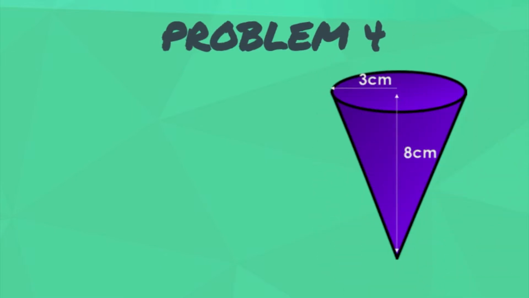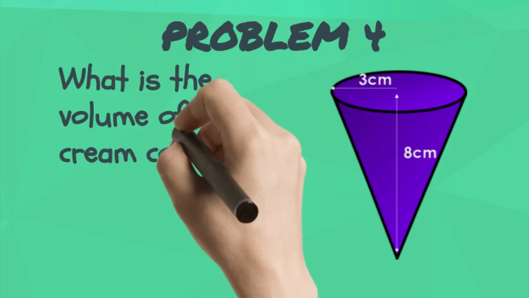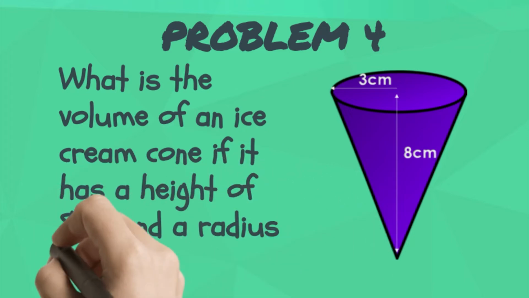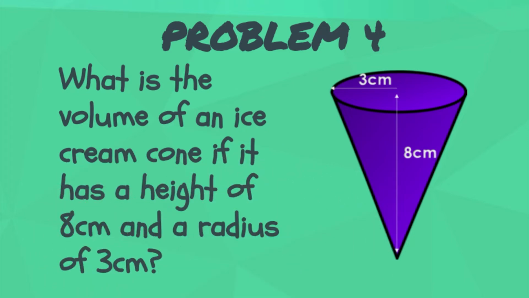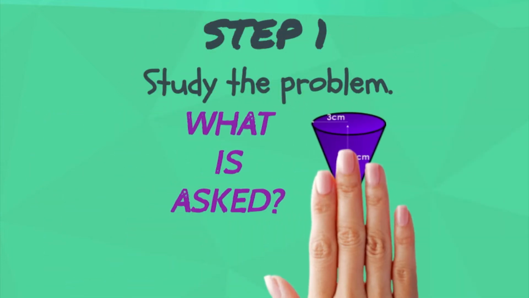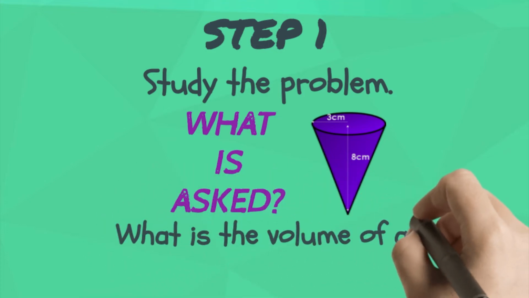Problem number 4. What is the volume of an ice cream cone if it has a height of 8 cm and a radius of 3 cm? Once again, using our steps in solving the problem. Step 1. Study the problem. What is asked? What is the volume of an ice cream cone?